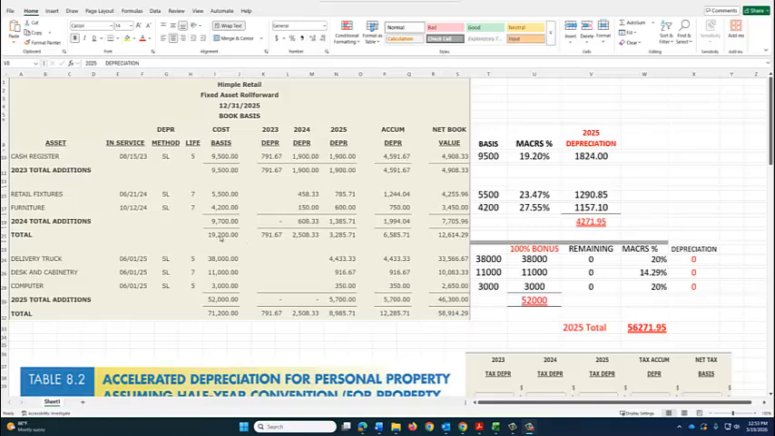So here are the 2025 purchases, and when we add all those up, we get $52,000. So for the bonus depreciation, we didn't have to go to any tables. We just took 100% of what we paid, and we were allowed that deduction. So when you add up the cost of all the assets, you get the $52,000.